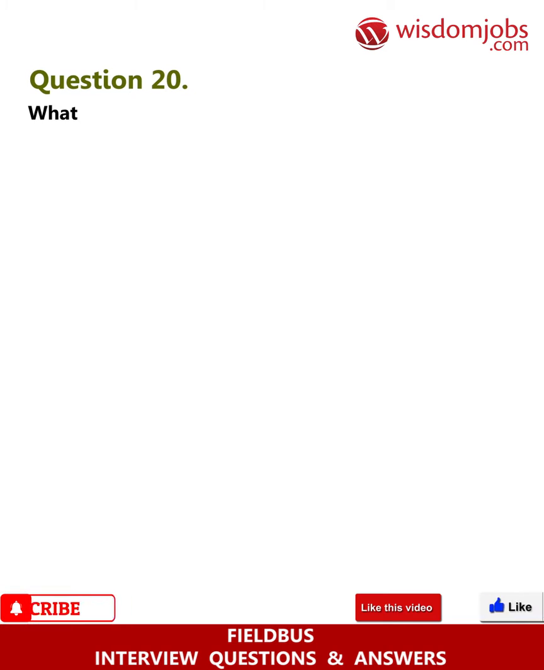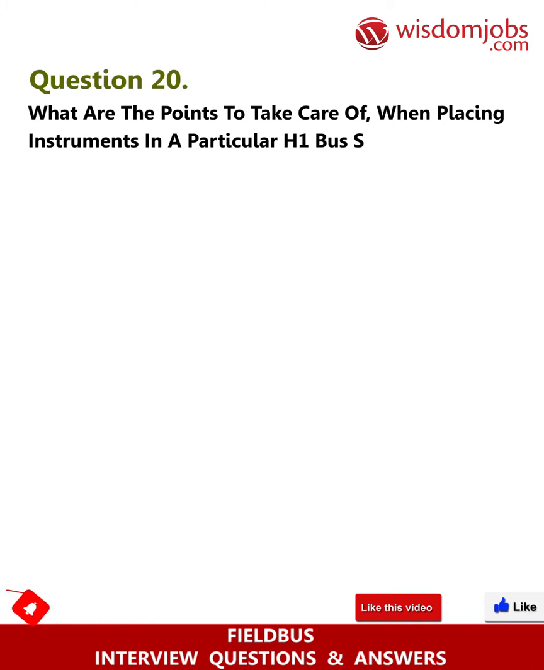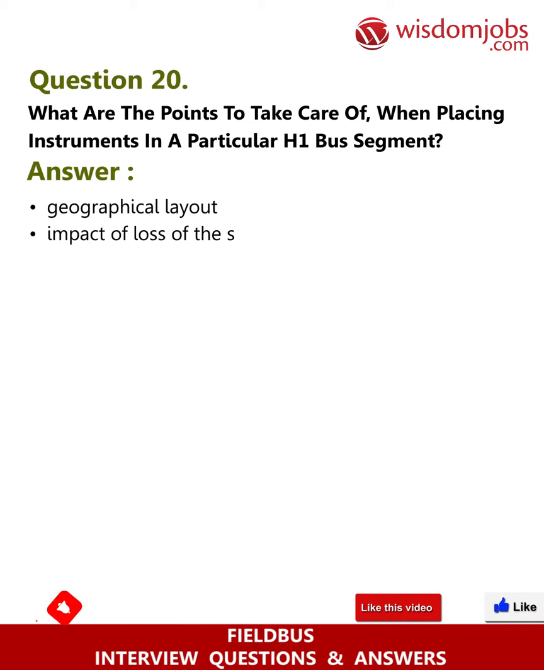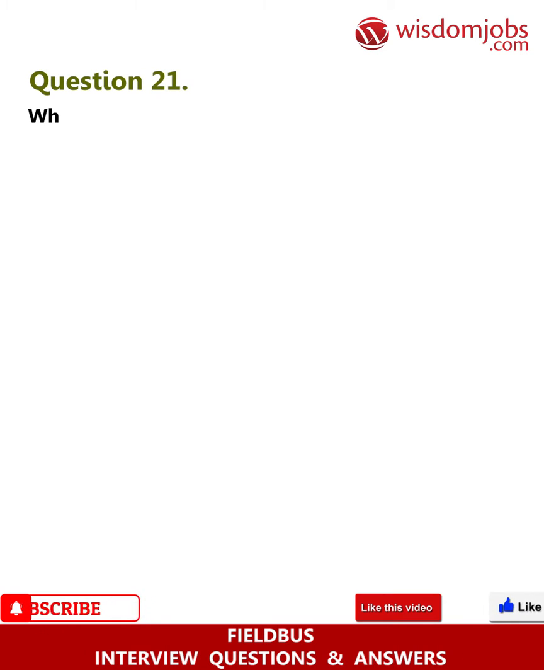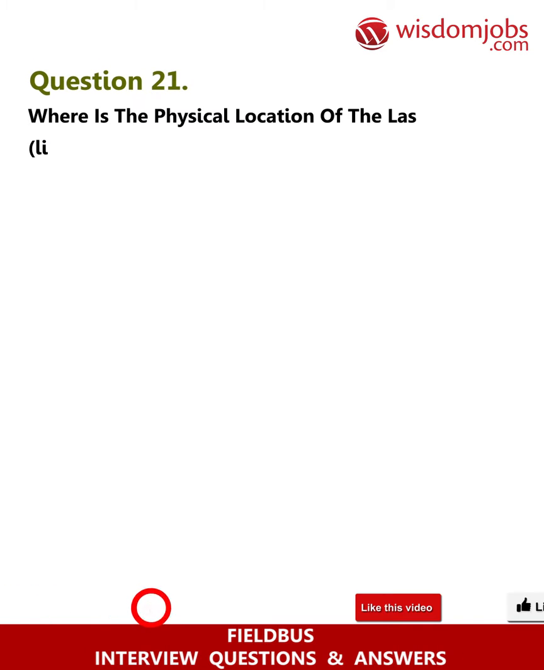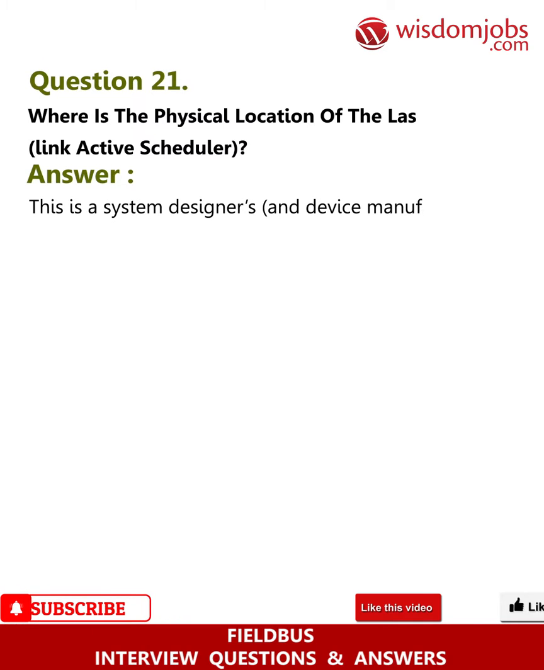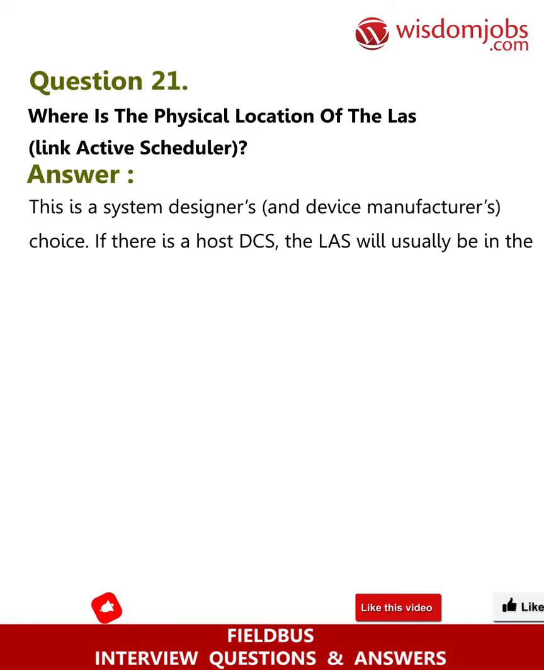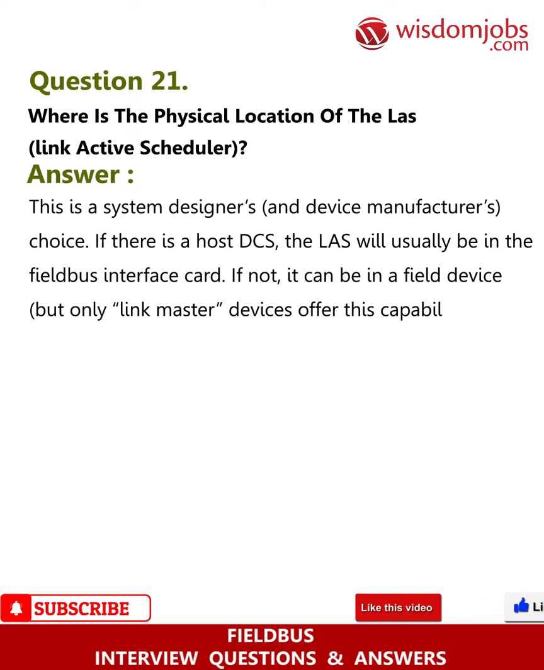Question 20. What are the points to take care of when placing instruments in a particular H1 bus segment? Answer. Geographical layout, impact of loss of the segment, power consumption if bus powered. Question 21. Where is the physical location of the LAS, link active scheduler? Answer. This is a system designer's and device manufacturer's choice. If there is a host DIS, the LAS will usually be in the Fieldbus interface card. If not, it can be in a field device, but only link master devices offer this capability.